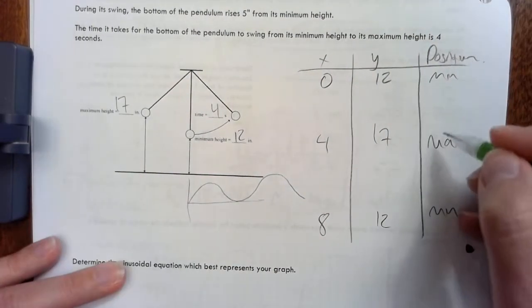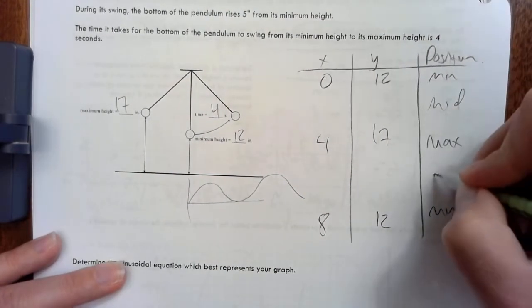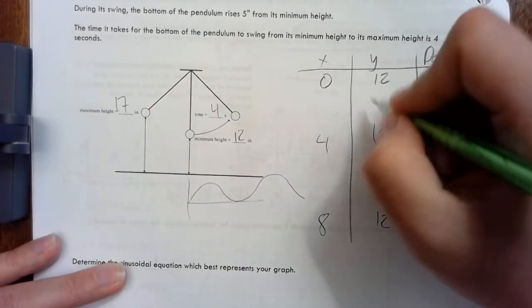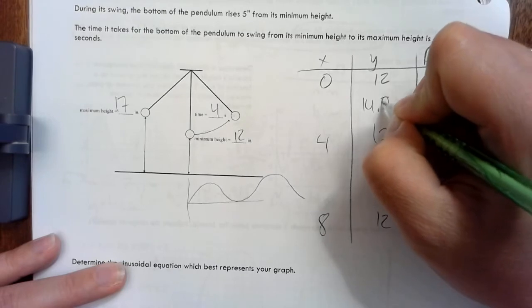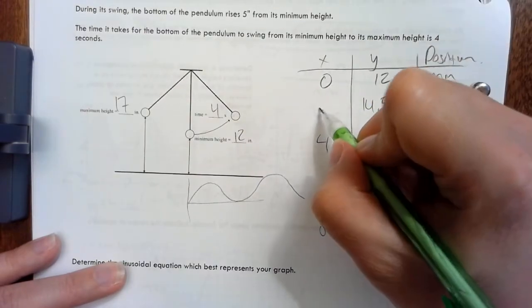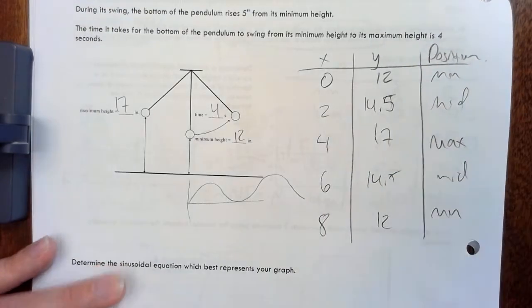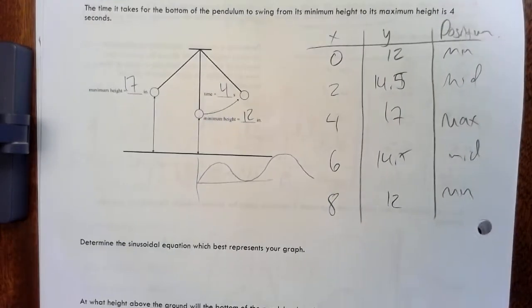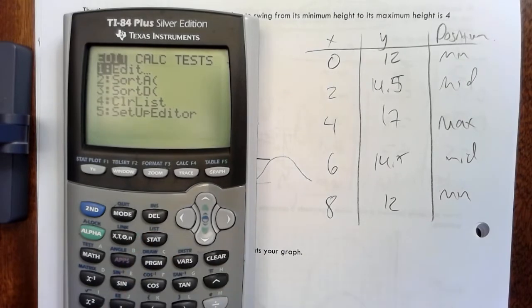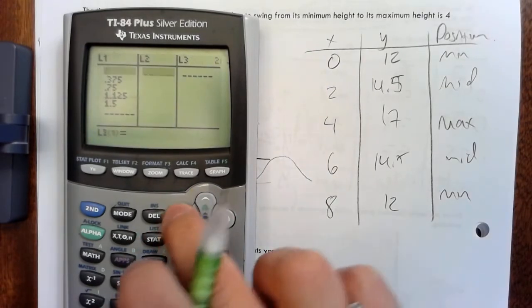Now, I just need some midpoints here to round this out a bit. So halfway between 12 and 17 would be 14.5. Halfway between 0 and 4 would be 2, and then 6. This is enough for our calculator to be able to give us an equation. So let's go ahead and just type it in real quick.